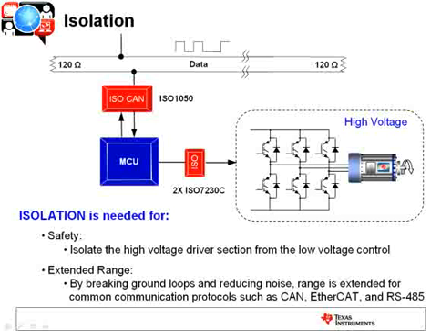TI's got some really nice devices in this area. The ISO1050 is an integrated CAN transceiver with isolation built in, and again, that will help extend the range, and it does that by breaking the ground loops and just reducing the noise overall.